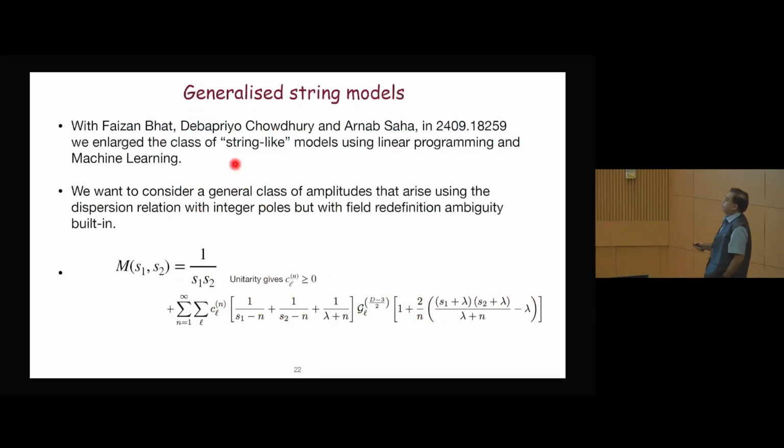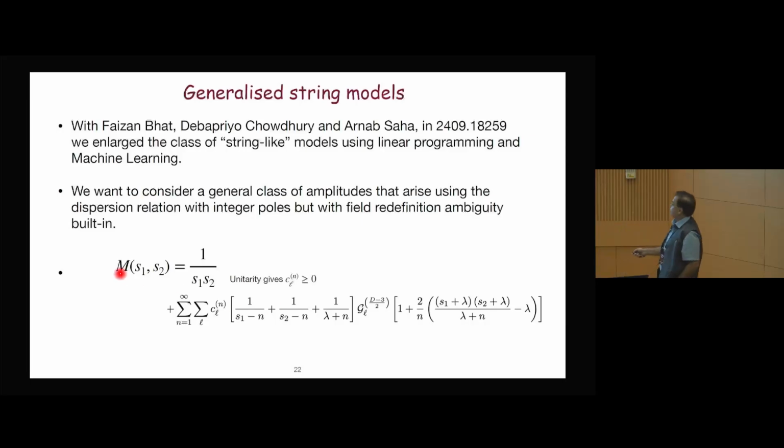So in this paper that we put out very recently with Faizan and students and Arnab, we wanted to consider a general class of amplitudes that arise from this dispersion relation with integer poles, but with this field definition ambiguity. Remember that lambda here, although it controls the rate of convergence, ultimately if you summed over all modes, the lambda dependence goes away. So lambda is a fictitious parameter so far as this representation is concerned. So the derivative of this amplitude with respect to lambda would actually be 0. So any derivative of this amplitude with respect to lambda would be 0.